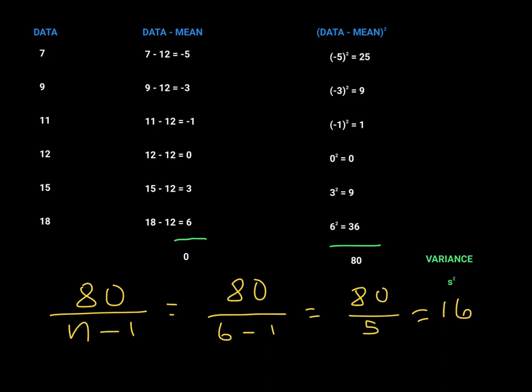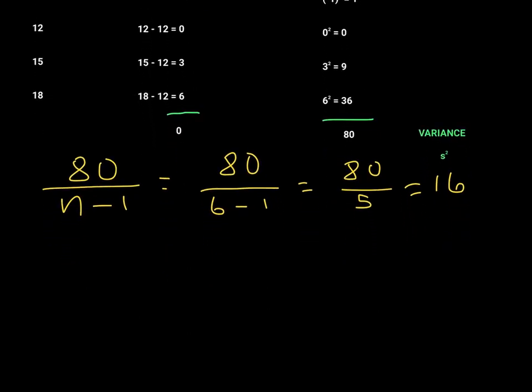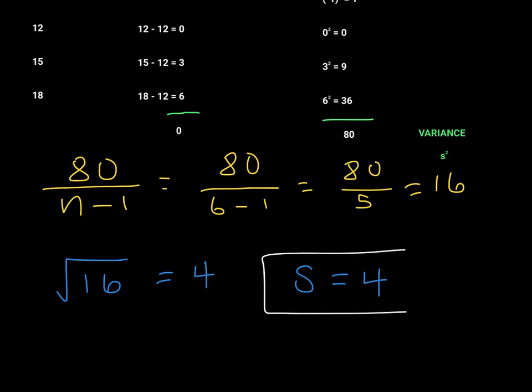Okay, the last step is to take the square root of our variance, the square root of this number that we got here. Let me just move this up a little bit. So now I'm taking the square root of the variance, right? The square root of 16, which is 4. Therefore, the standard deviation, which we use S to represent, is 4. I'm just going to box that as our answer. This is the standard deviation.